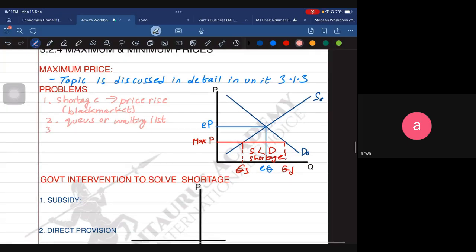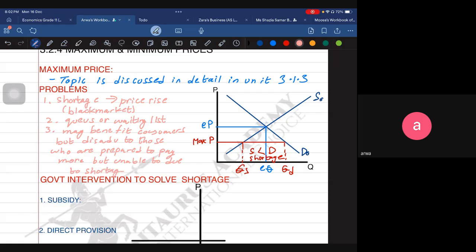So, when we say that this may benefit consumers, it is a disadvantage to those who are prepared to pay more but unable to due to shortage. Do you understand this point?